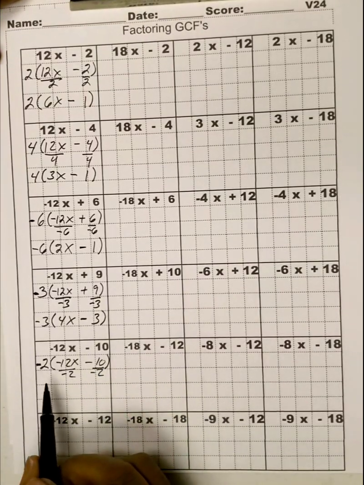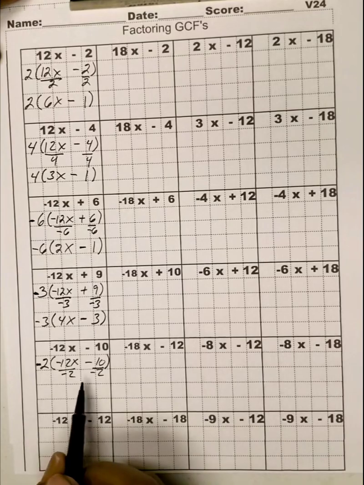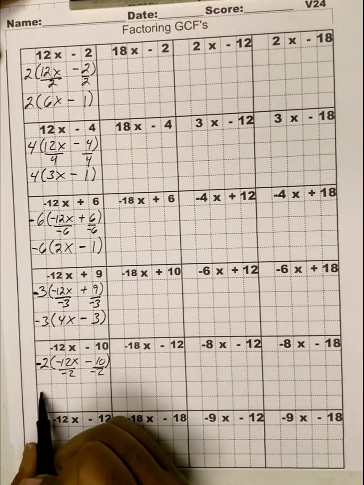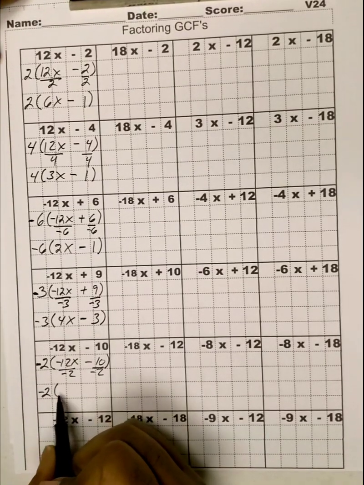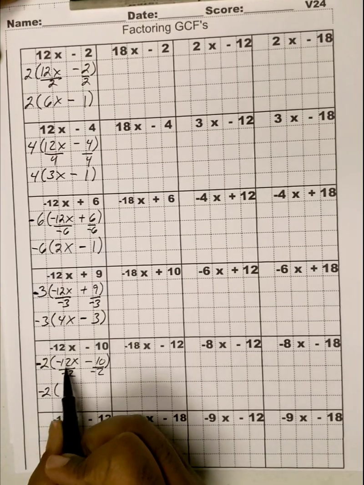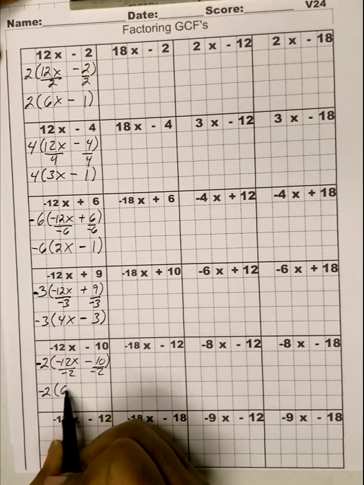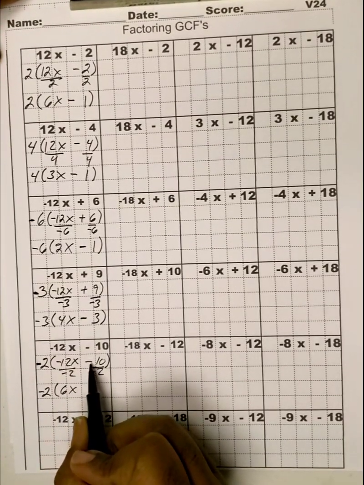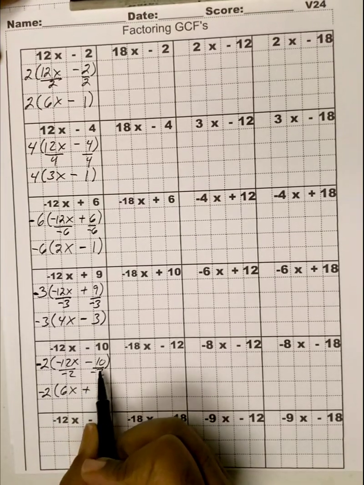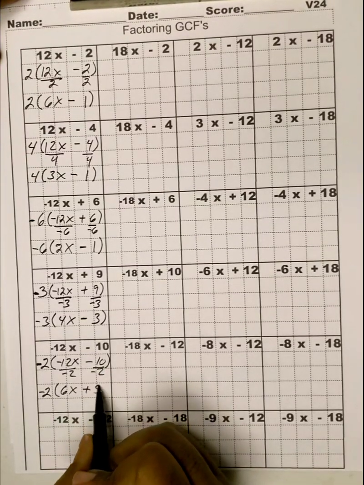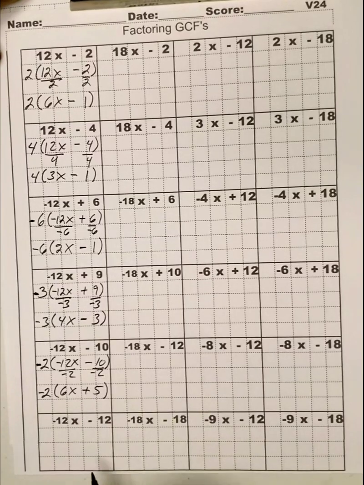Now I know it's very easy to neglect the negatives, but keep those in mind. So what we have is a negative 2, and negative divided by negative is positive. 12 divided by 2 is 6, and then x. Negative divided by negative is positive, and 10 divided by 2 is 5, and close parentheses.